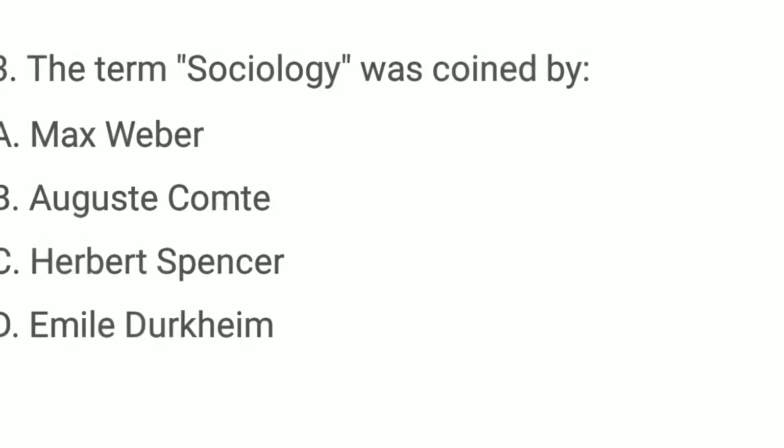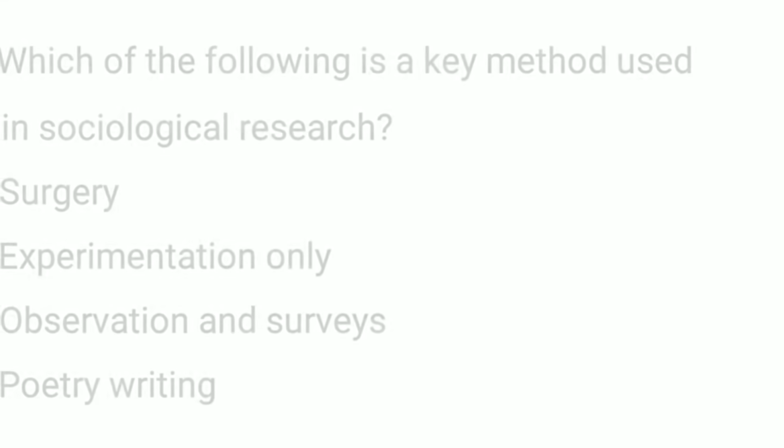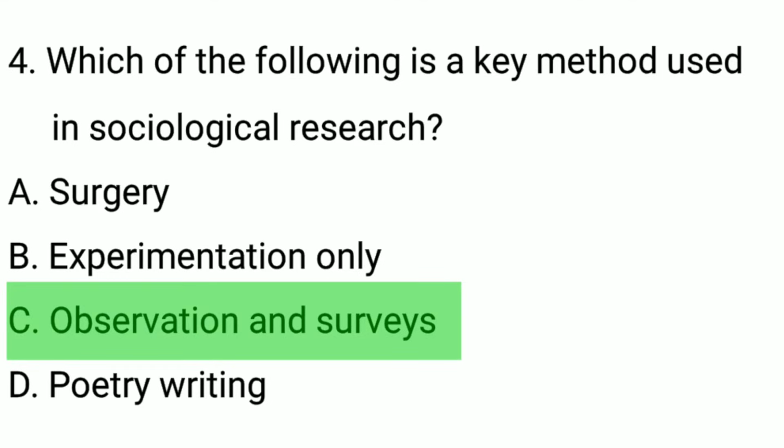Question number 3. The term sociology was coined by. The right option is option B, Auguste Comte. Question number 4. Which of the following is a key method used in sociological research? The right option is option C, observation and surveys.